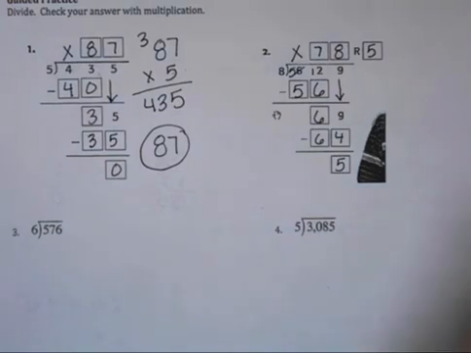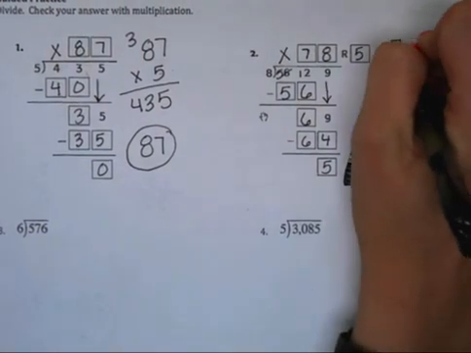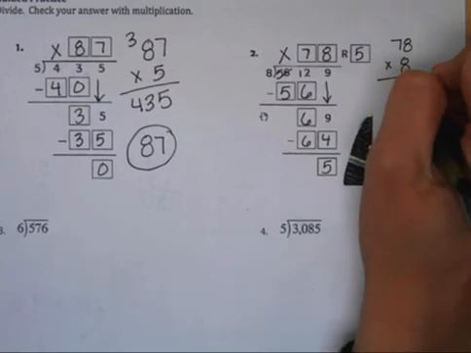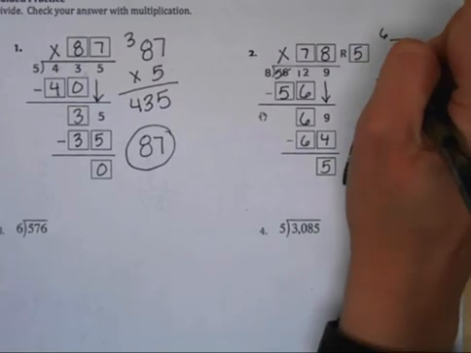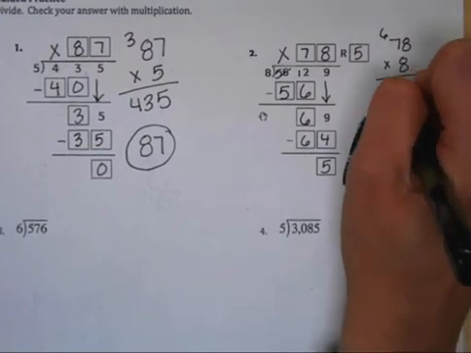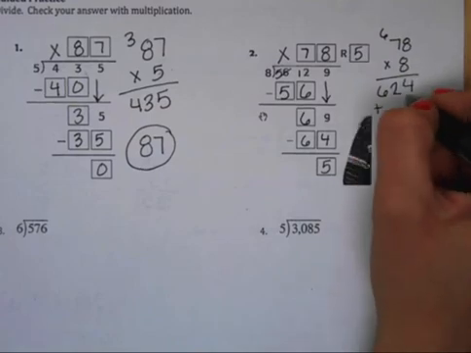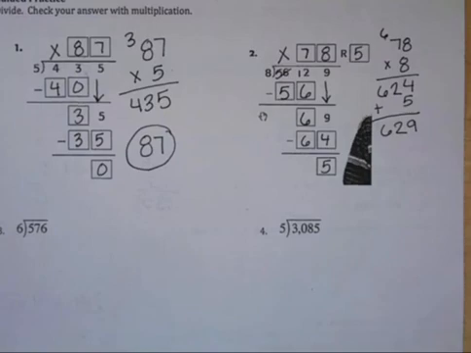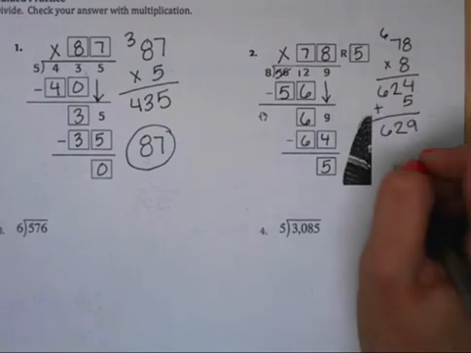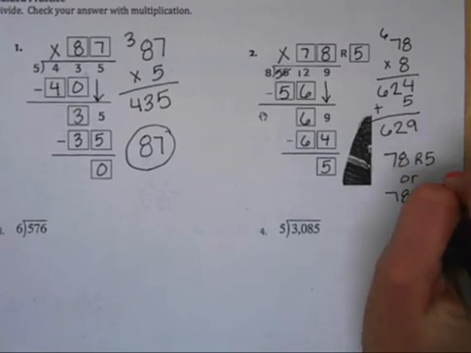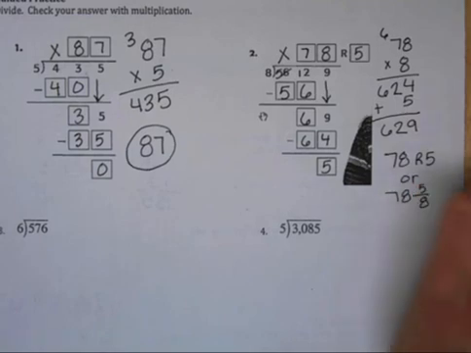Let's go ahead and check using multiplication. So we have 78 times 8. 8 times 8 is 64. 8 times 7 is 56. Plus 6 is 62. Plus our remainder of 5 equals 629, which is what we started with at the beginning. So our answer is 78, remainder 5, or you can write it as 78 and 5 out of 8.